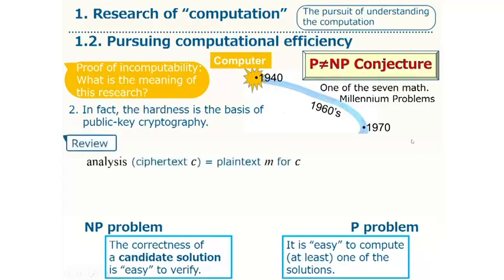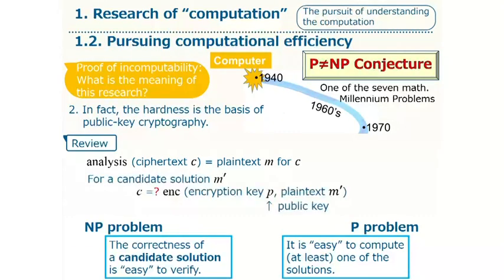In fact, the hardness of some NP problems is the basis of public key cryptography. Let us recall the computational task of cryptanalysis. It is to obtain a plain text M from a given ciphertext C only. In public key cryptography, this task is indeed an NP problem. To see this, consider that you are given a candidate solution M prime, that is, a candidate of the plain text for the ciphertext C.